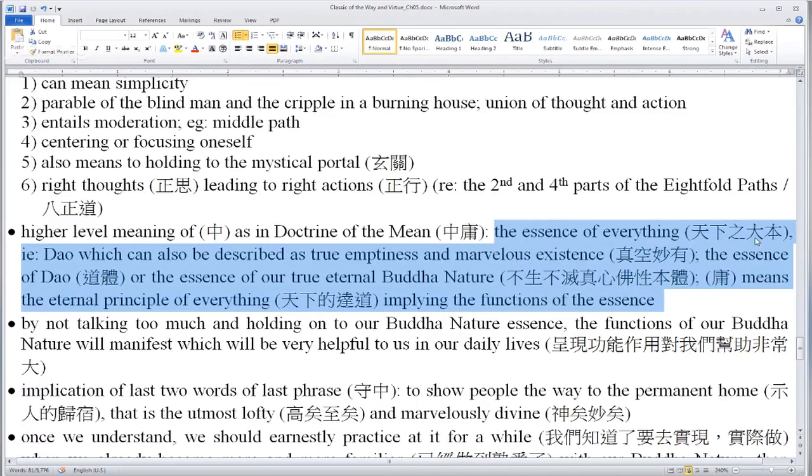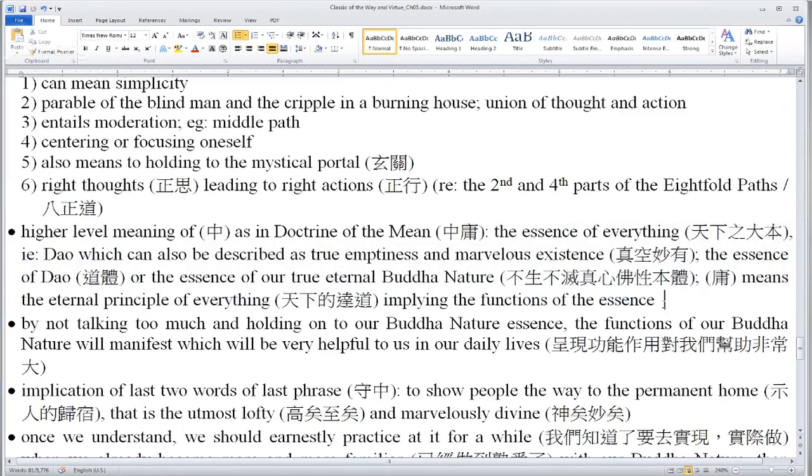Literally means the great body, great essence. The essence, that is the Tao, which can also be described as true emptiness and marvelous existence. The essence of Tao, or the Tao Ti, or the essence of our true eternal Buddha nature. 不生不灭真心，不生不灭真心除性本体. Yong means the eternal principle of everything, 天下的大道, or implying the functions of that essence. So that's what the Zong means when we say so Zong.